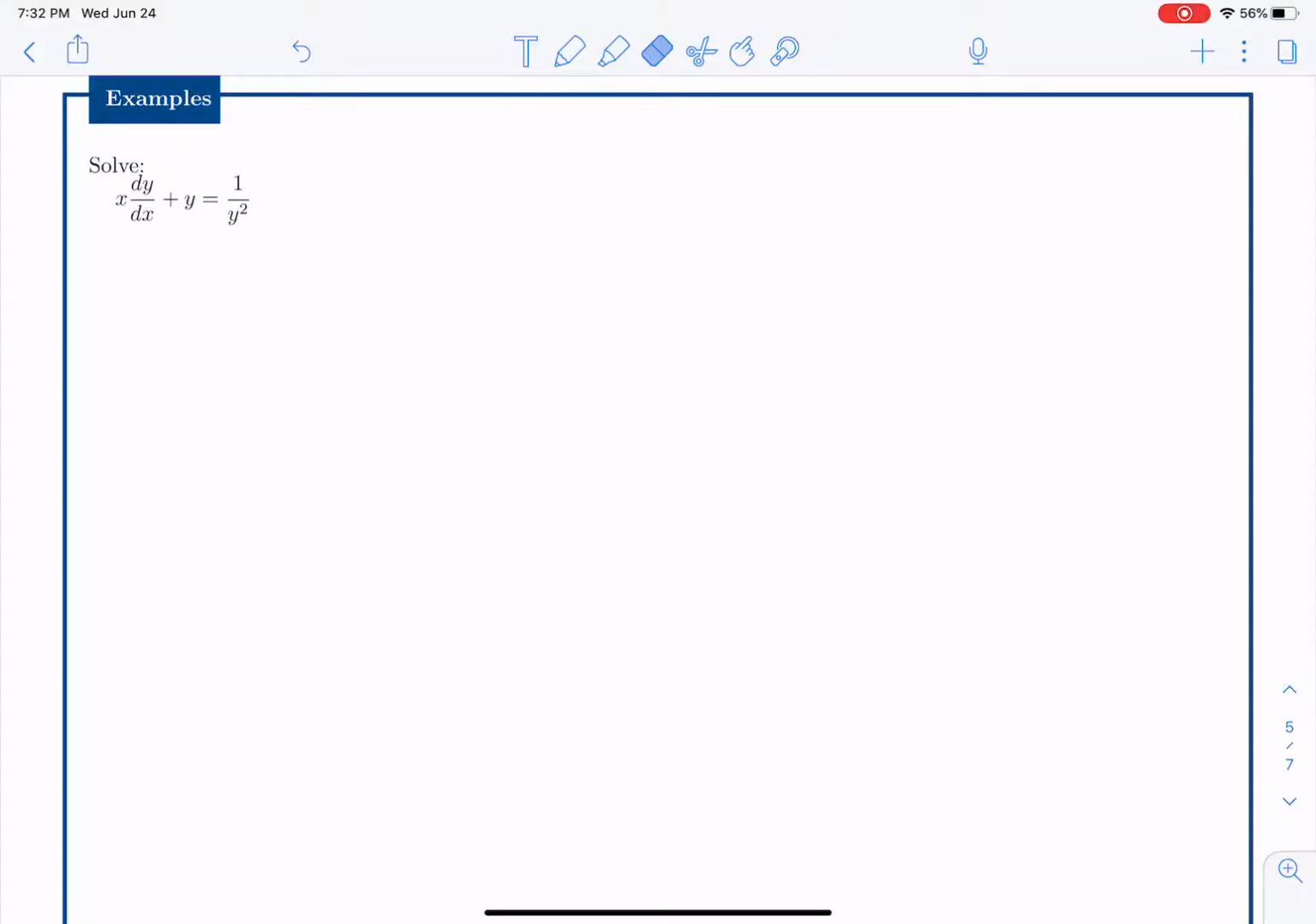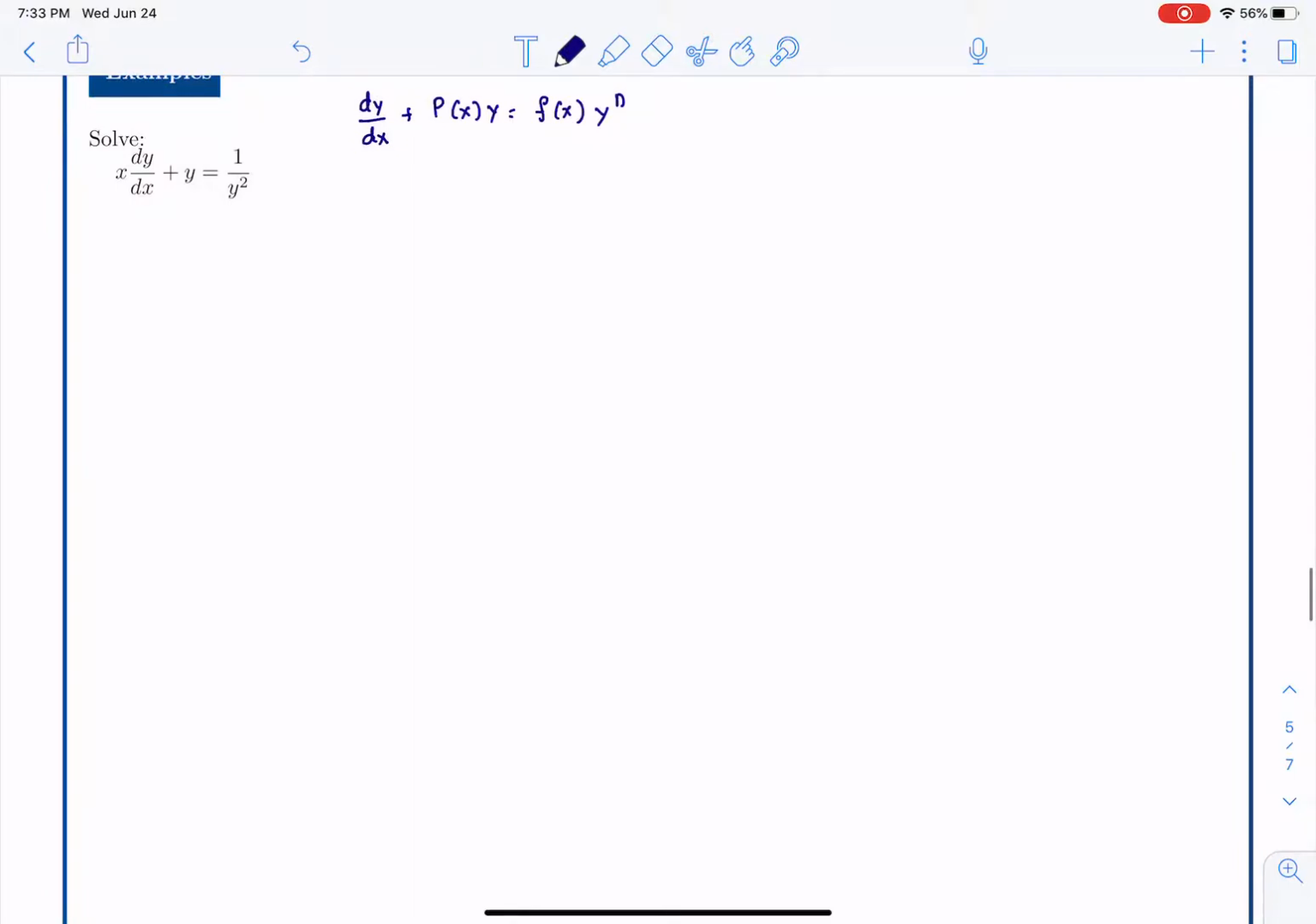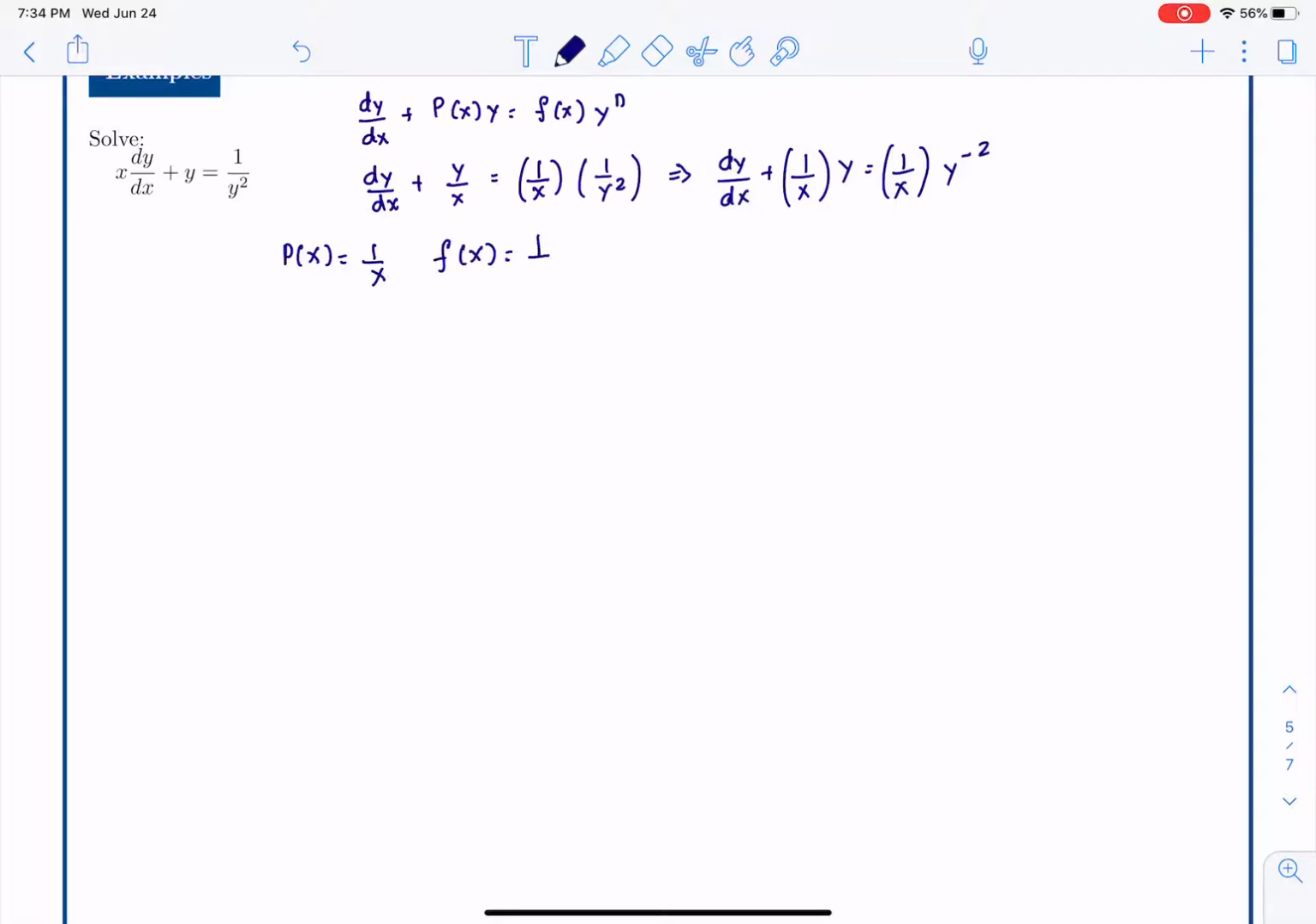Here is a Bernoulli equation, and we know a Bernoulli equation is of the form dy over dx plus some function p of x times y equals some function f of x multiplied by y raised n. So I'm going to divide this equation by x on both sides. And if I rewrite it, I'll see that p of x is equal to 1 over x, and f of x is equal to 1 over x.